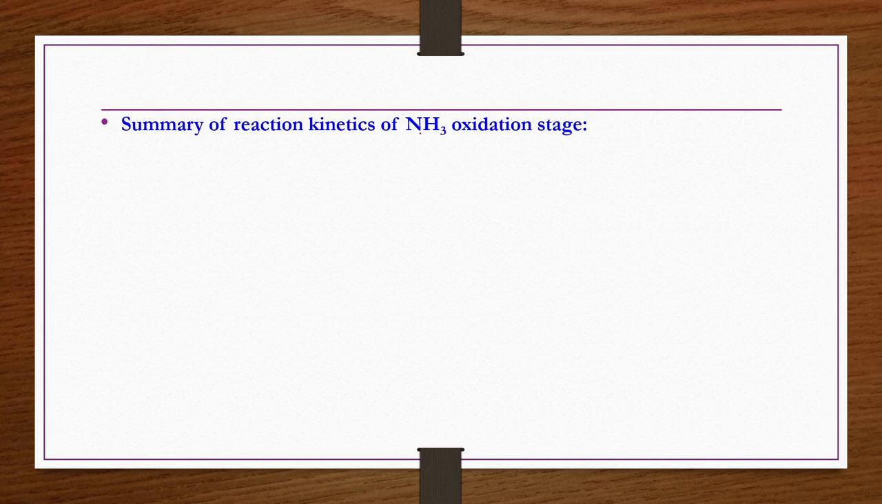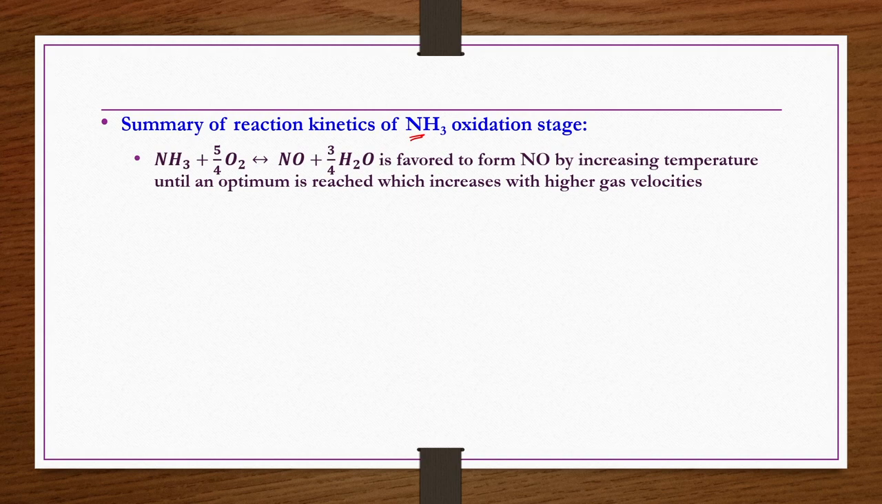Summary of reaction kinetics of the ammonia oxidation stage: ammonia oxidation to give NO is favored by increasing temperature until an optimum is reached, which increases with higher gas velocities. That means this reaction will happen at high temperatures. How high? Approximately 800 degrees centigrade is found to be optimum. All these things you can understand if you take the kinetics and thermodynamics of individual reactions and do the chemical reaction analysis and kinetic analysis.